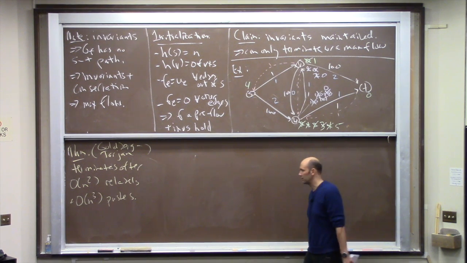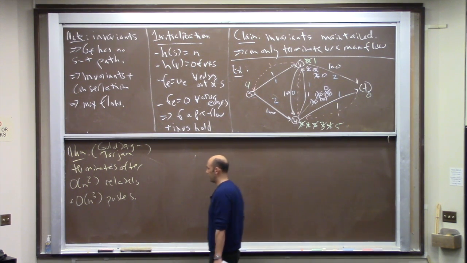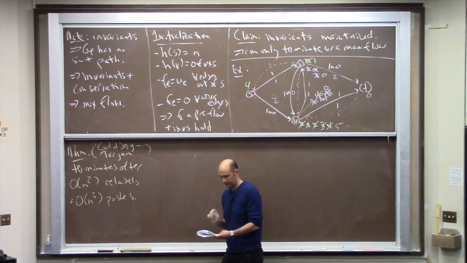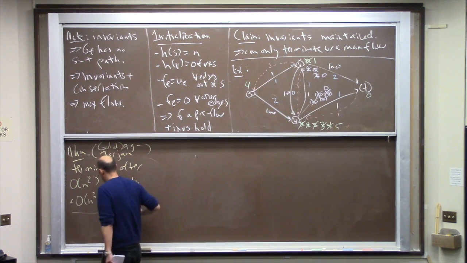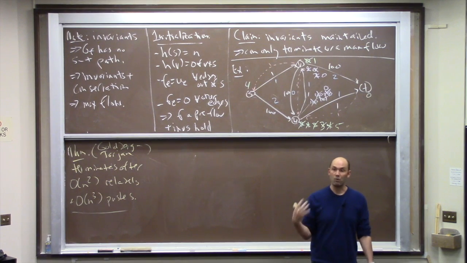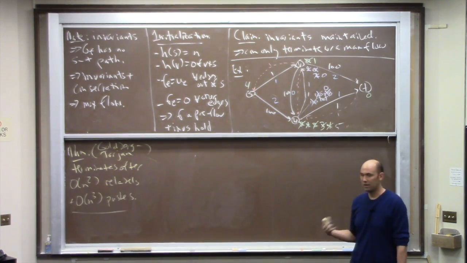There's at most a quadratic number of relabels. I'm going to prove that first. And then piggybacking on this, I'm going to prove there can be at most a cubic number of pushes. So for this theorem, for simplicity, I'm just going to focus on the number of times each operation is invoked, each time you do a push, each time you do a relabel.